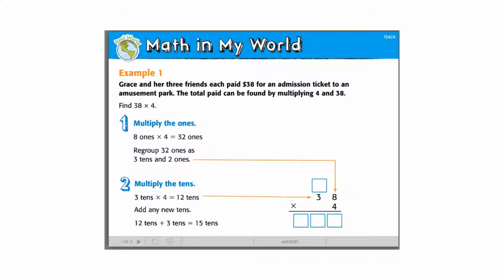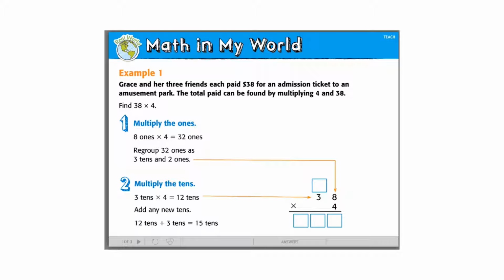Voice is off so we can continue. Example number 1 says Grace and her 3 friends each paid $38 for an admission ticket to an amusement park. I paused because I'm waiting for people to stop talking. I want to make sure you're listening to this. Let me start again. Grace and her 3 friends each paid $38 for an admission ticket to an amusement park.